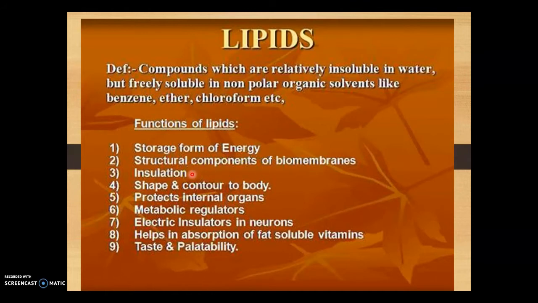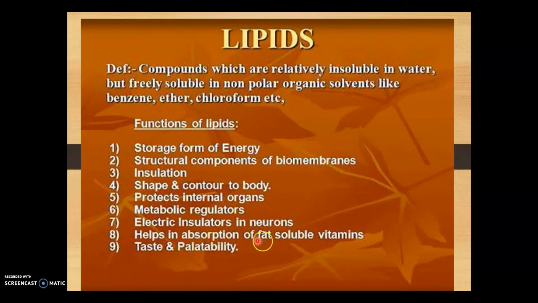It gives insulation that prevents the loss of heat energy from the body. It gives definite shape and contour to the body and protects the internal organs. It acts as a shock absorber. Metabolic regulators: hormones regulate metabolism. Electric insulators in neurons: the myelin sheath in neurons helps the impulse travel much faster than in non-myelinated neurons.